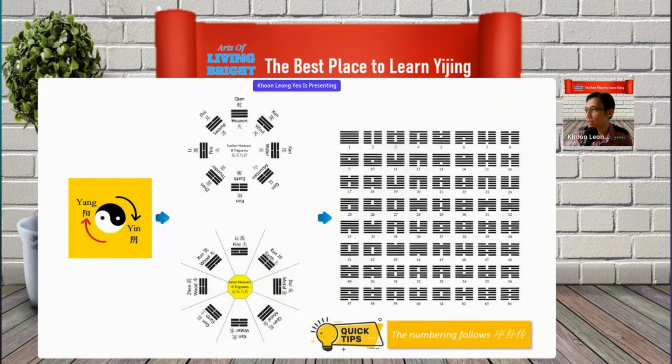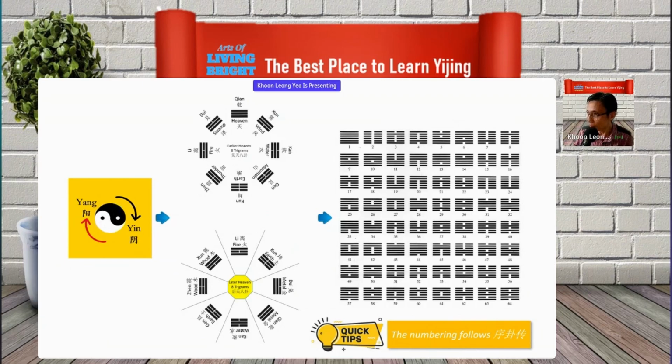Okay, now that we know this is tied, 皇极经世 is tied back to Yi Jing, then we know that Yi Jing starts from yin yang and then to the 先天后天八卦, and then from there when you stack them on top of each other, you have the 64 hexagrams, and that is where things start to get very, very interesting.